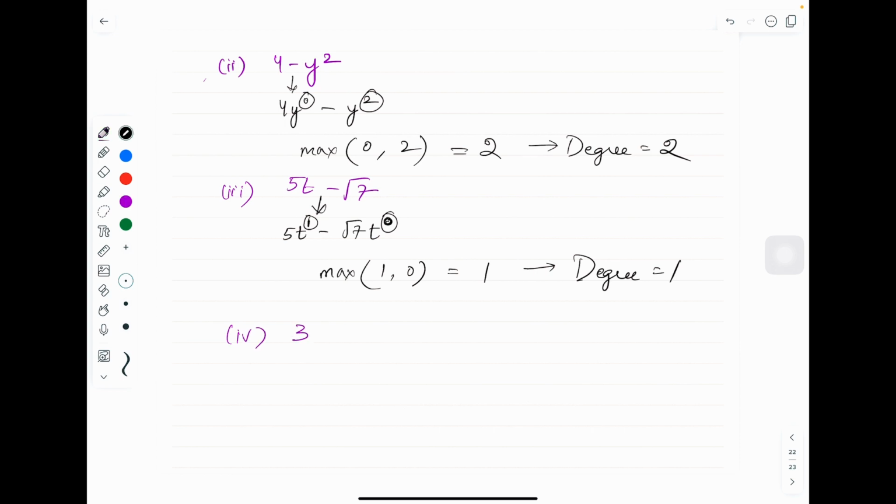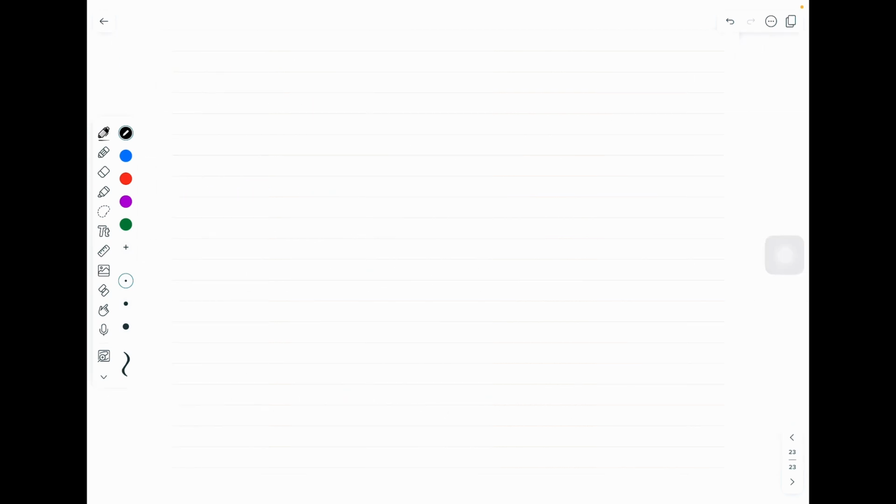Only 3 is there. This is a constant polynomial. Constant polynomial means we know the degree is 0. How? See, 3 can be written as 3x to the power 0, and the maximum of only 0 is 0. So degree equals what? 0. Understood? And now I am moving to the last question of the exercise.